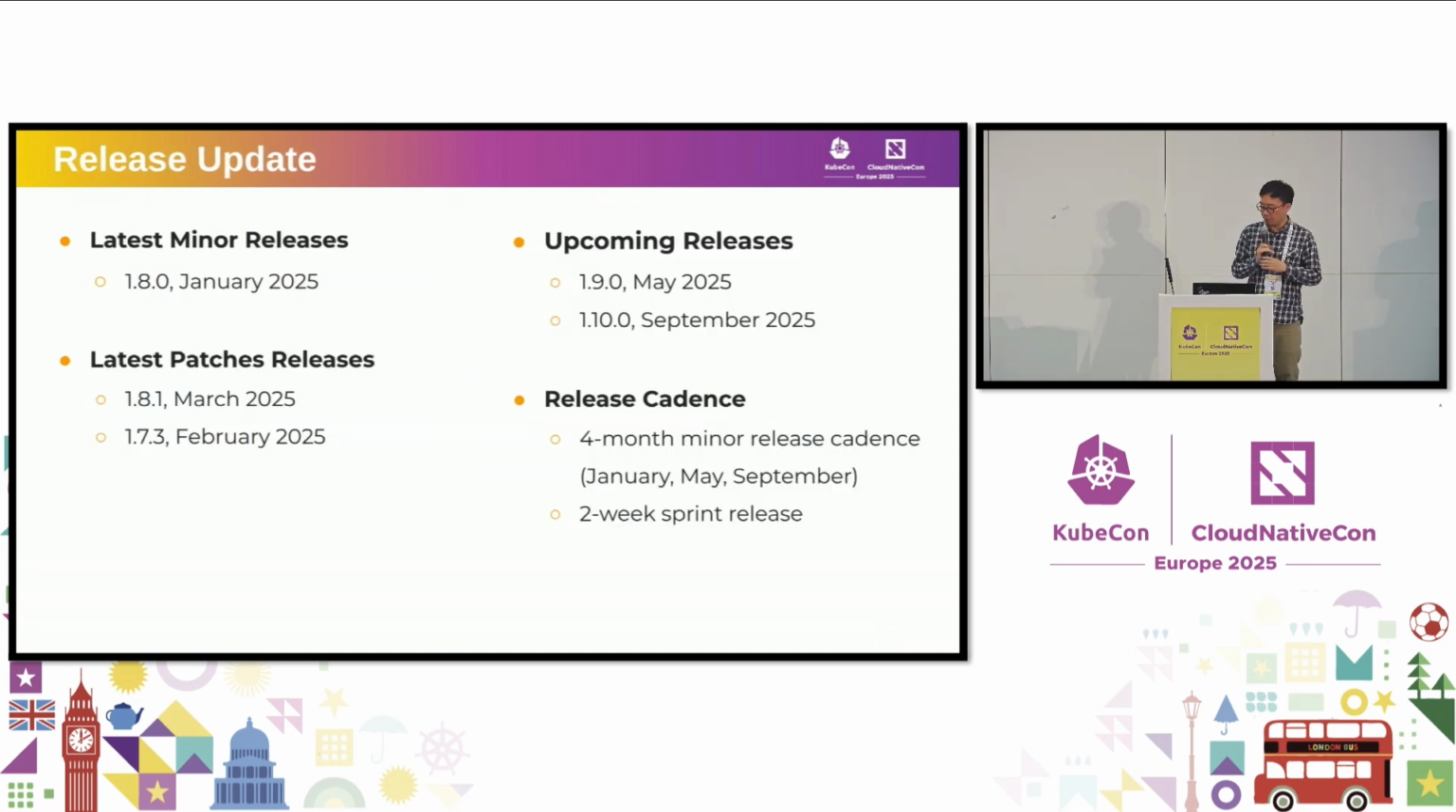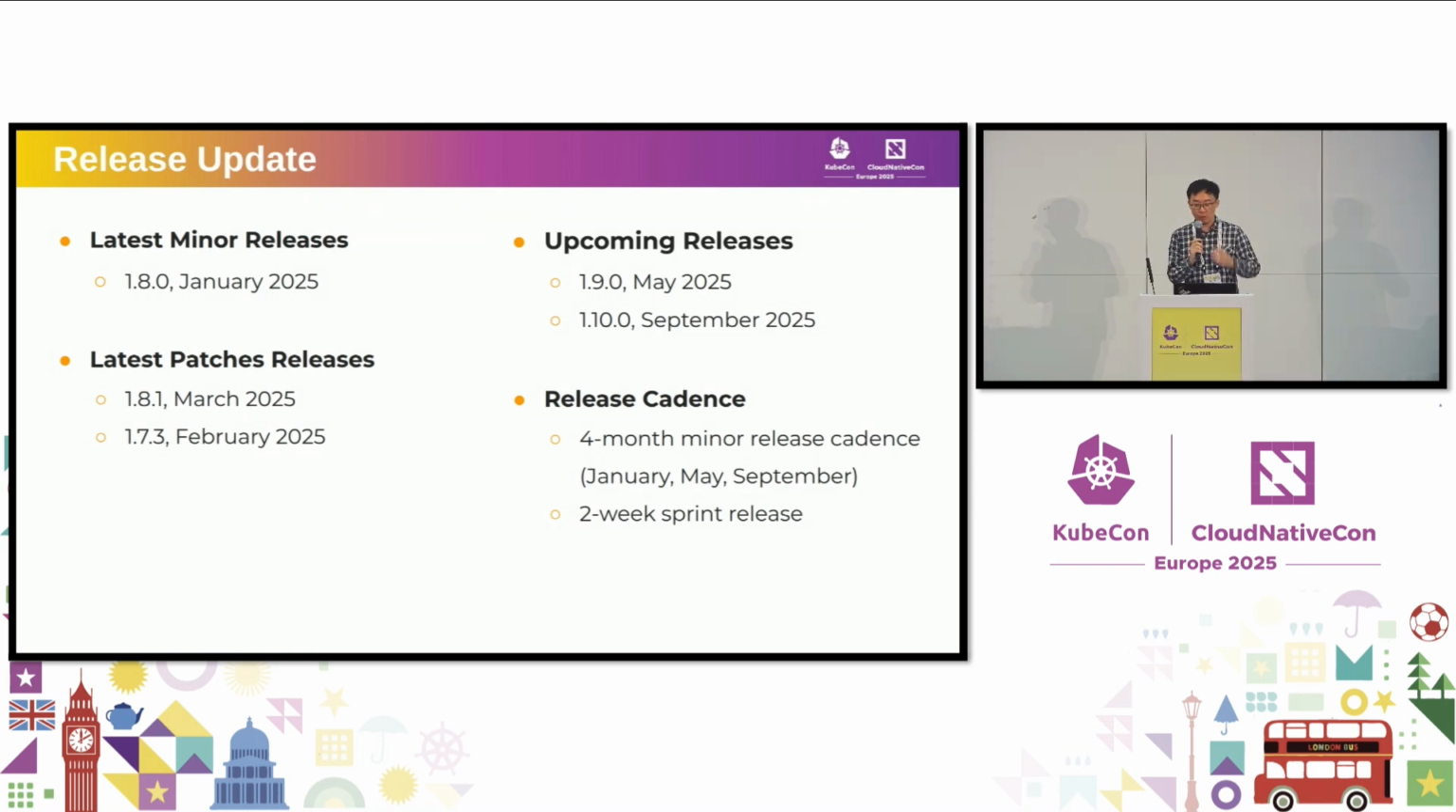Okay, so the release update. The latest minor release just happened in January. And the latest releases are 1.8.1 in March and 1.7.3. We have a one-year support period for community users. Right now we are doing our best, with best effort, to make sure we can catch up with the feedback, especially if you encounter a critical issue or critical challenge. We want to have a fix patch for that.